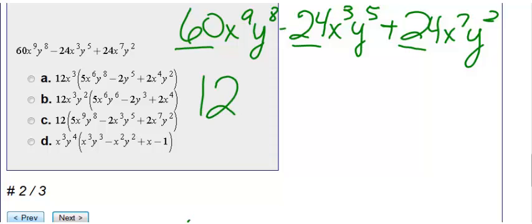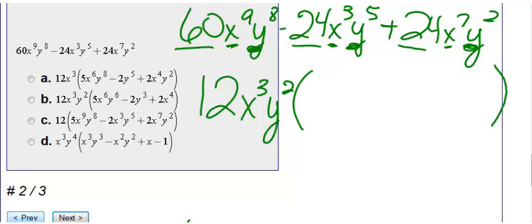Okay, then I'm looking at my x's. I have x to the 9th, x to the 3rd, x to the 7th. So I always take my smallest value. My smallest is x to the 3rd. Now I'm looking at my y's. Y to the 8th, y to the 5th, and y to the 2nd. Again, you always take your smallest one. So I get y to the 2nd.